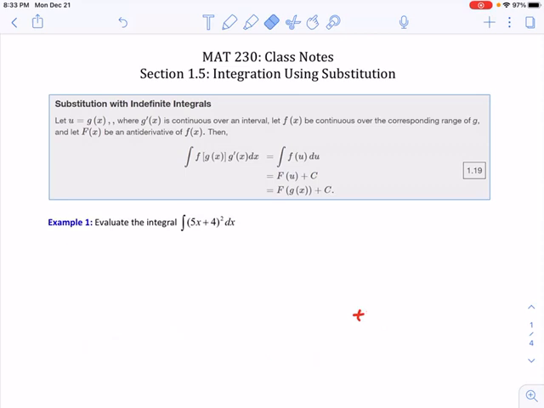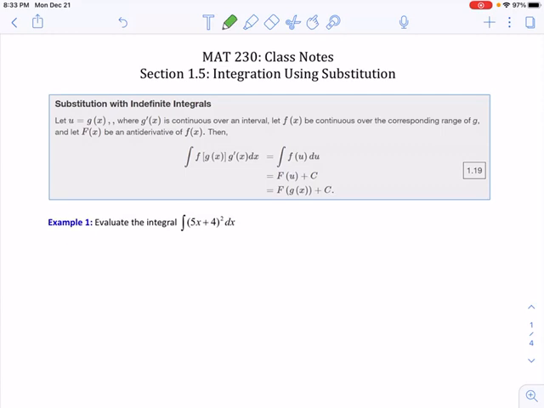Okay, the first example is the integral of 5x plus 4, squared. So first of all, why would we use substitution here? Well, we could just take 5x plus 4 and expand it, 5x plus 4 times 5x plus 4, and then find the antiderivative term by term simply using the power rule for antiderivatives. But we don't want to do that here. We want to use substitution.